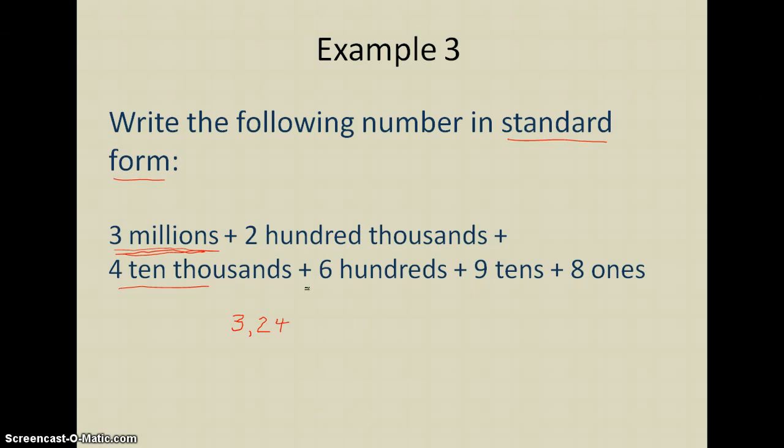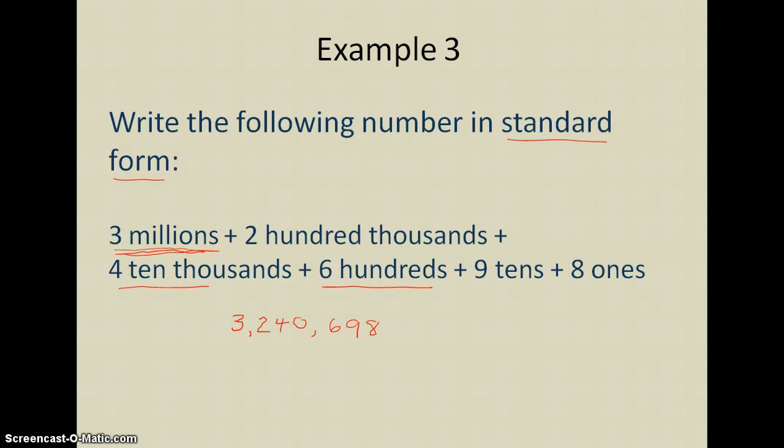Now notice that in my expanded notation here, I'm jumping straight to hundreds. So that means I'm going to have a 0 in the thousands place, and then a 6 in the hundreds place, and then a 9 in the tens place, and an 8 in the ones place. So in standard form, or in the normal way of writing a number, this number would be 3,240,698. And that makes sense with the expanded notation that I was given for that number.